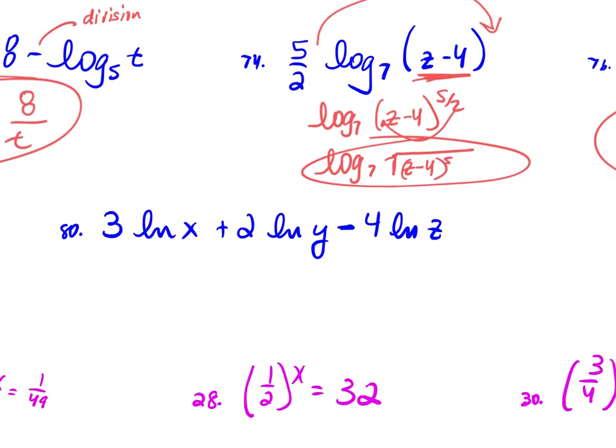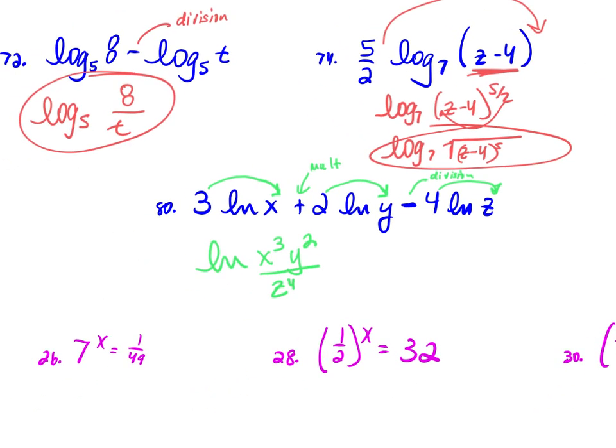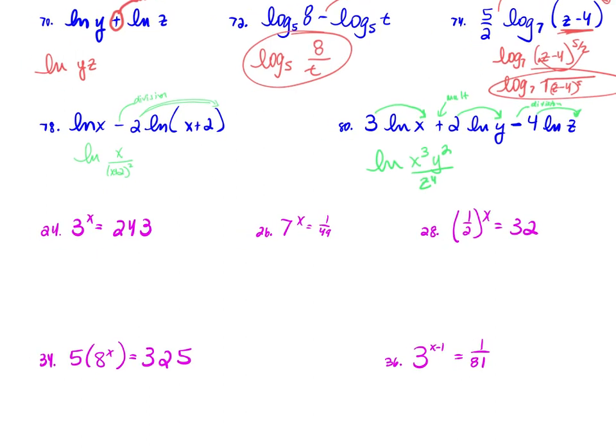Over here, this is a big long one, but that's okay. I see a coefficient that's going to become an exponent, a coefficient that becomes an exponent, a coefficient that becomes an exponent. I see addition, which is going to become multiplication, and I see subtraction, which is going to become division. So I'm going to write ln one time out in front, and I have x cubed times y squared divided by z to the 4th. And again, you just write the ln one time. It's just out in front, not in the numerator or the denominator.